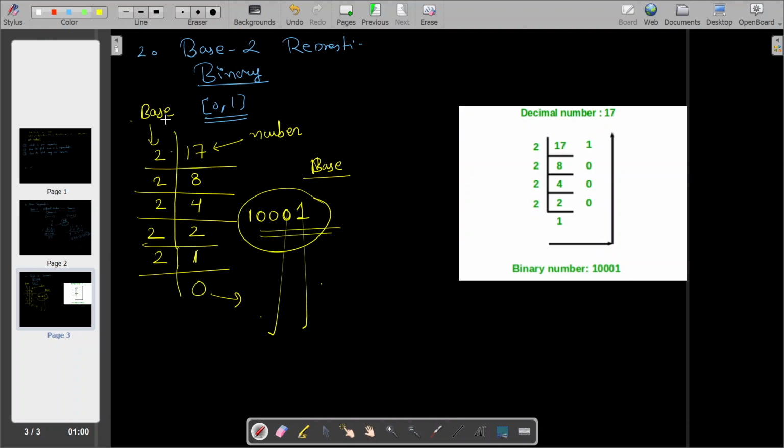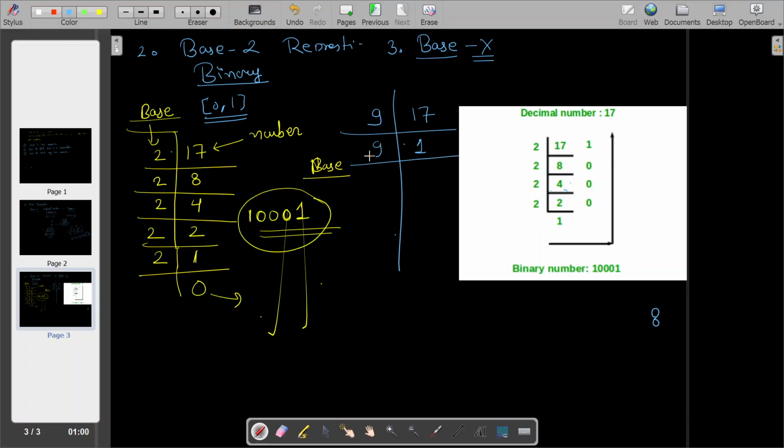Now, if we have to calculate the same for base x, let me take the same example. Same thing, 17, but in the question we require base 9, so I am using base 9. What will be the remainder? Remainder will be 8, and here it will divide 1 time. Now again, the remainder will be 1 and here will be 0. So this is the new representation, the base 9 representation.